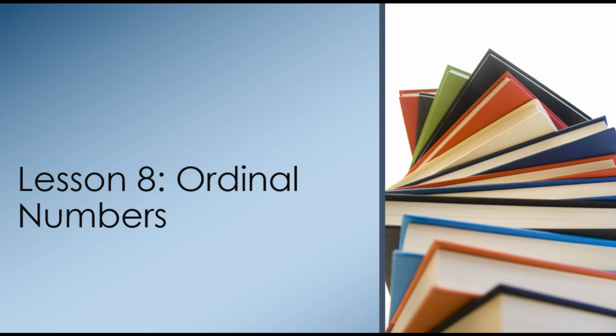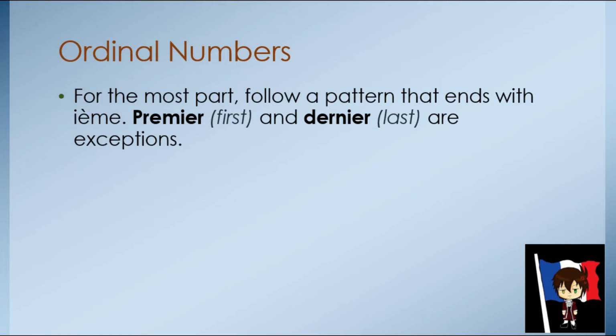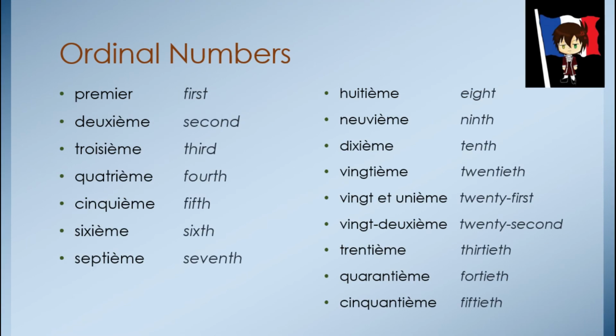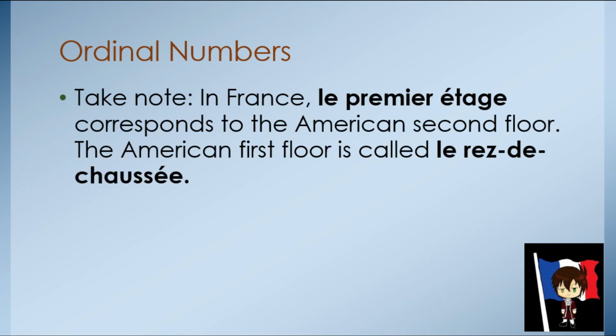That's ordinal numbers. Ano ba yung ordinal numbers? Ito yung first, second, and third. For the most part, follow the pattern that ends with ième, and premier and dernier are exceptions, or yung first and last. So let's see the examples. First one we have first, that's premier. Second is deuxième. Third is troisième. Fourth is quatrième. So lalagyan yung mga numbers tapos lagyan mo na ng ième. Yung è, tandaan nyo, that's accent grave ha. Hindi siya yung no accent, hindi siya yung accent aigu. Take note sa ordinal numbers in France, le premier étage corresponds to the American second floor. The American first floor naman is called le rez-de-chaussée.